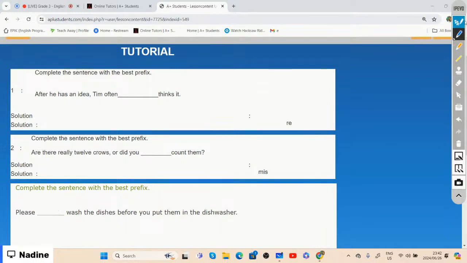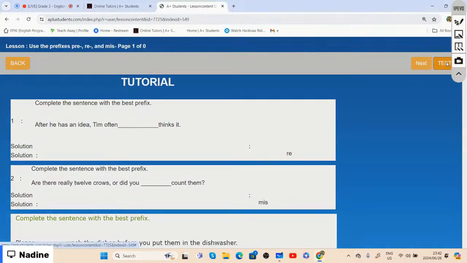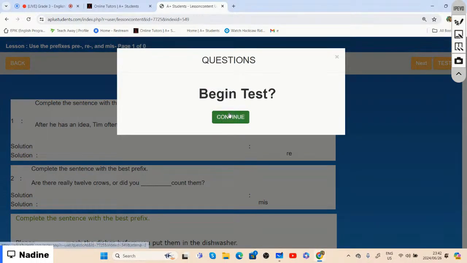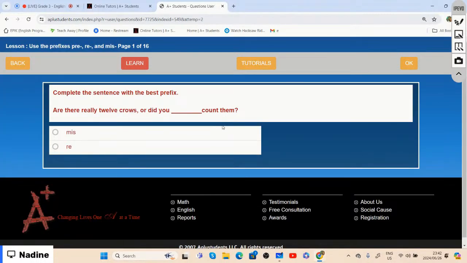All right, so now we're going on to our test where we're going to use the prefix pre, re, and miss. All right, we need to choose the correct or the best prefix. Are there really 12 crows? Or did you miscount them? Or did you recount them? Option one or option two?